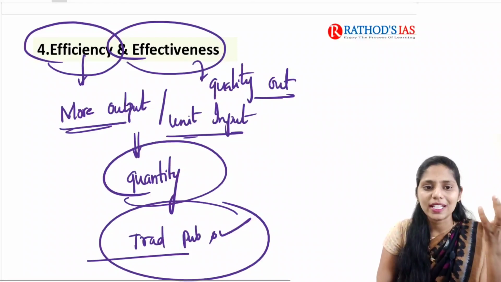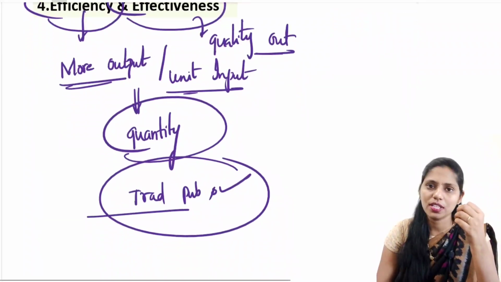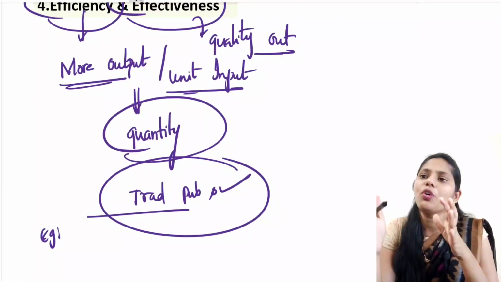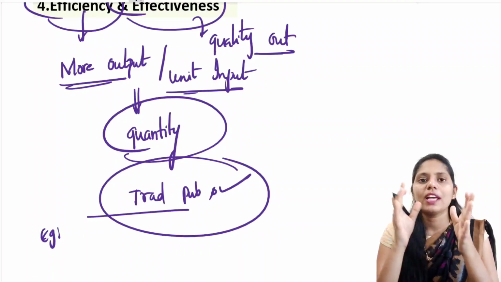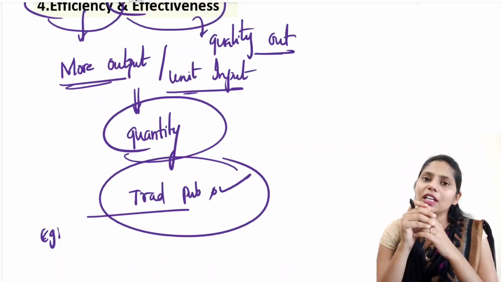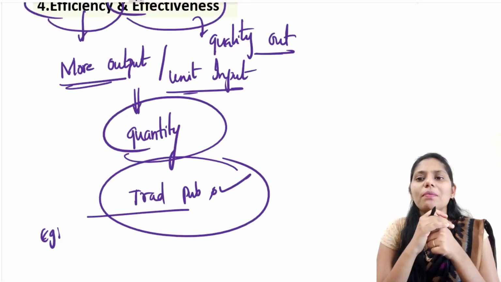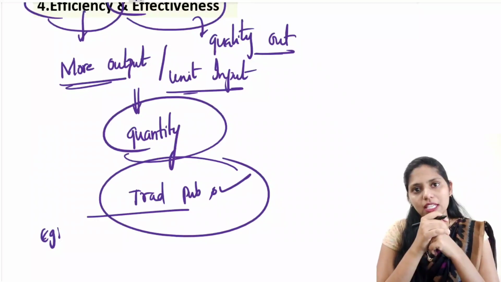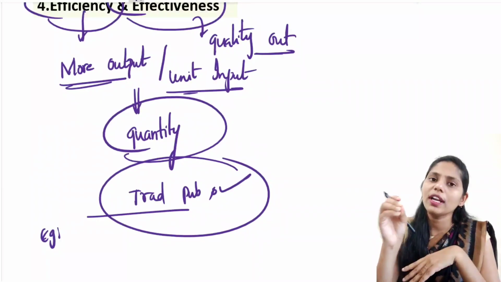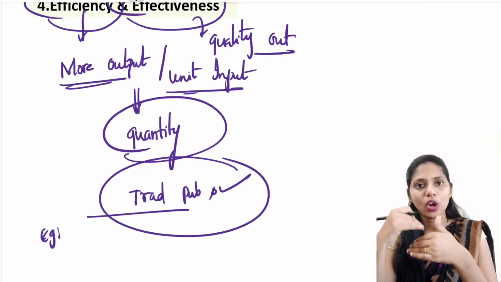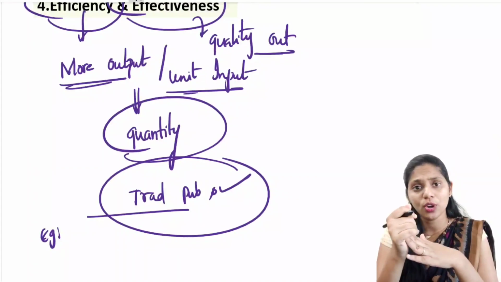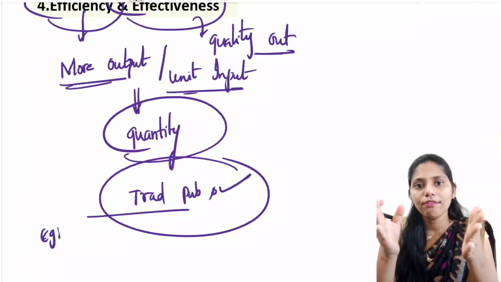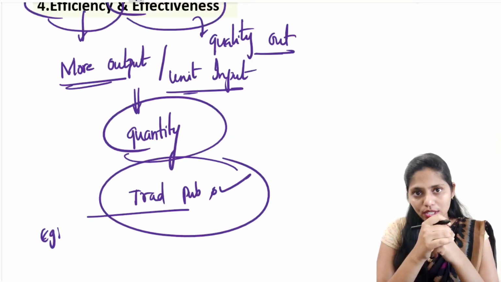I want to give you some more examples regarding efficiency and effectiveness. For example, if you are assessing the performance of any department, you are mainly focusing on the money spent by that department, how much money was spent. We are not focusing at all on the desired outcome, whether the outcome we expected has been achieved or not. We are merely focusing on the amount of spending done by that department.